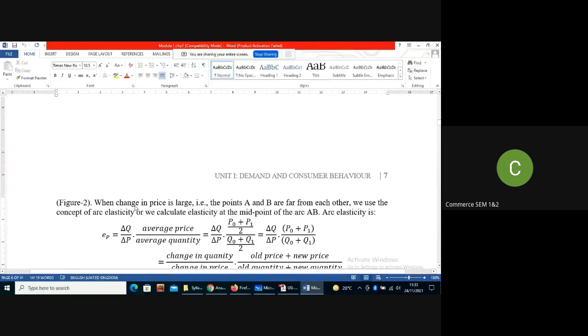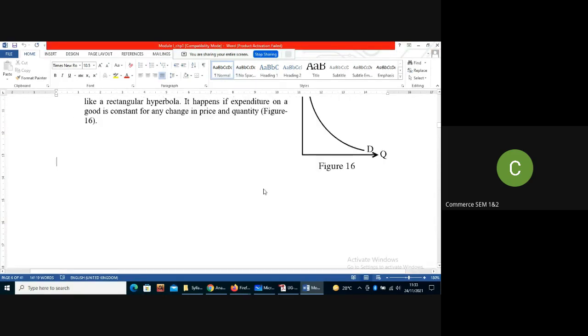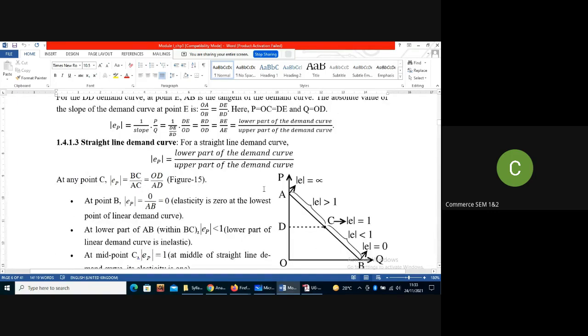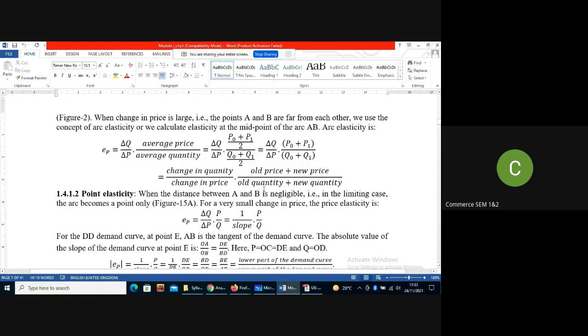Then if the distance between point A and point B is far from each other, we need the concept of arc elasticity. So basically, if this is the arc, and we have two points A and B here, then we join a straight line AB. Then at the midpoint of AB, we can calculate the value of elasticity. We call this arc elasticity.